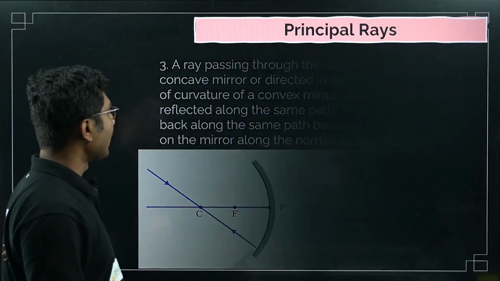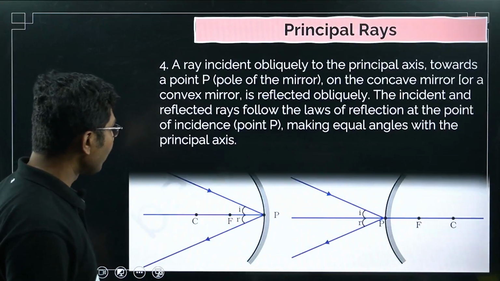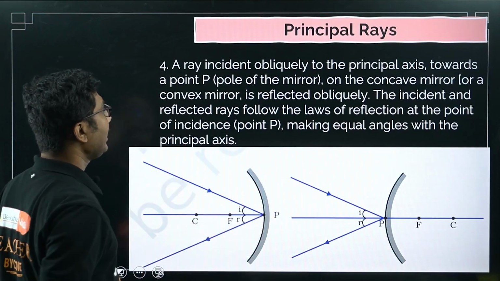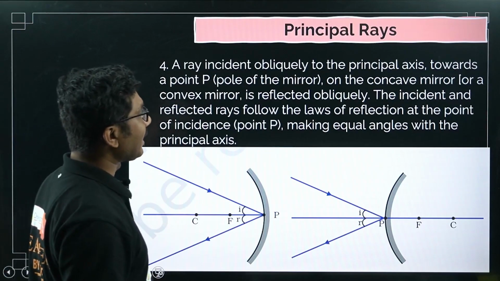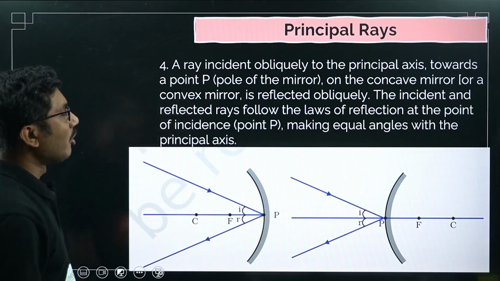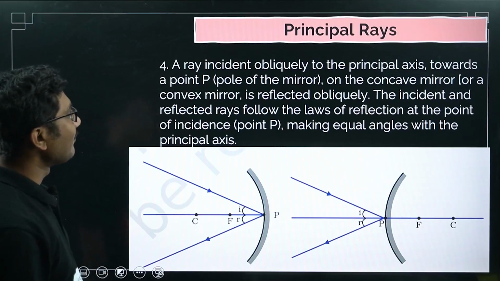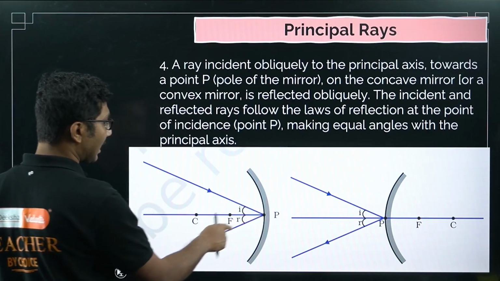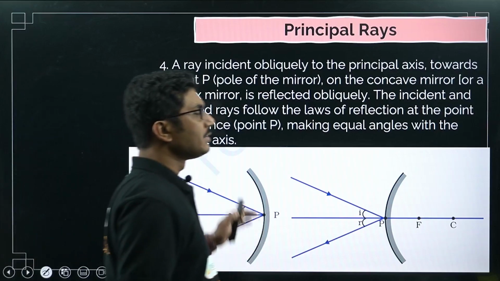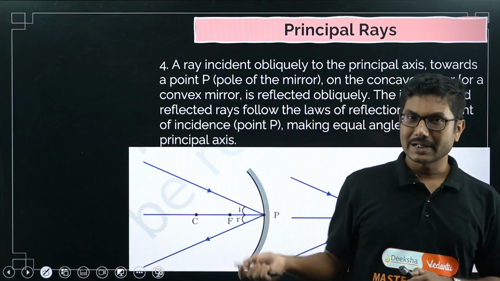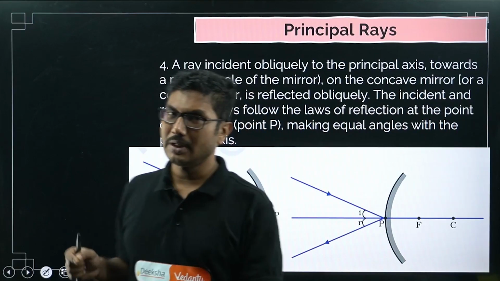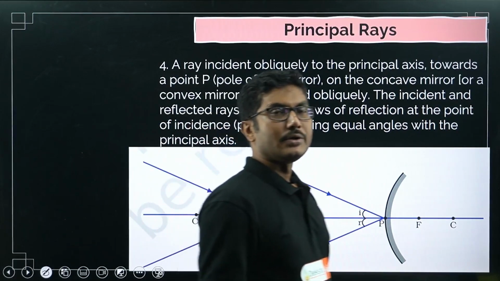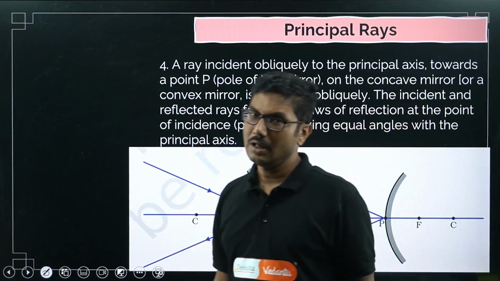Now, what else? There is one more ray, which is incident at the pole. A ray incident obliquely on the principal axis towards the point P on the pole of the concave mirror or convex mirror is reflected obliquely. Basically, whatever angle it is incident at, the same angle it will reflect at. We will never use this ray in our discussion, but you should know this is also a principal ray. In some difficult cases in the future, you have to remember this is also a principal ray.